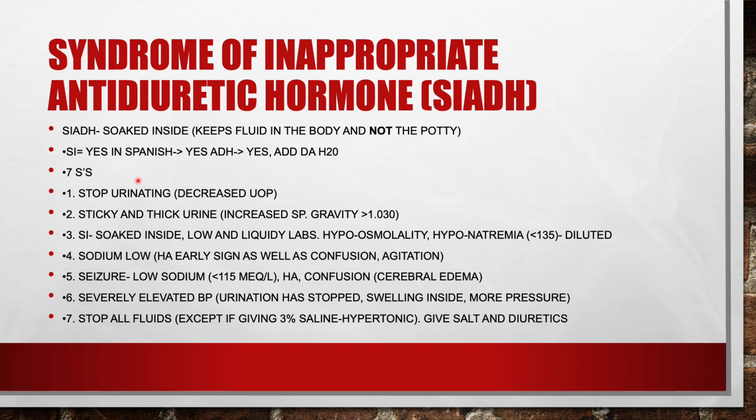The second S is sticky and thick urine. You get that increased specific gravity. The third is SI, soaked inside, so it's low and liquidy labs: hypoosmolality, hyponatremia. Again, that's where there's very little sodium in the intravascular space.